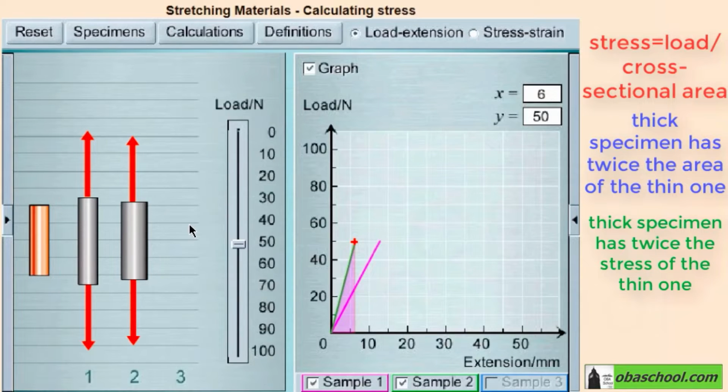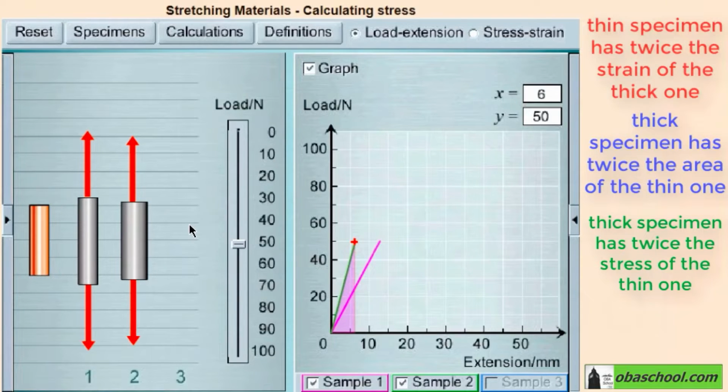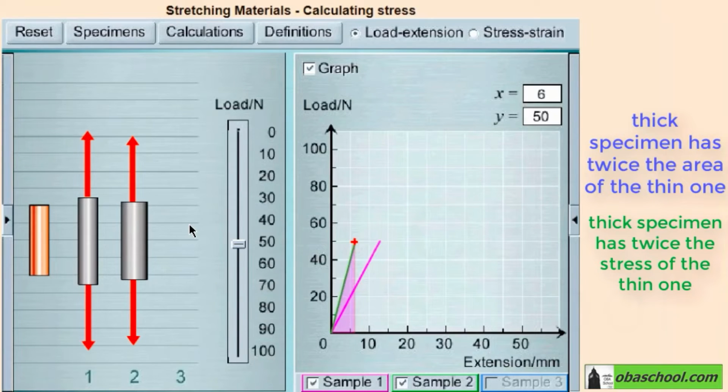So the thin specimen has twice the strain of the thick specimen because it has twice the stress. Therefore, rather than thinking about a load producing an extension, we can think of a stress producing a strain.